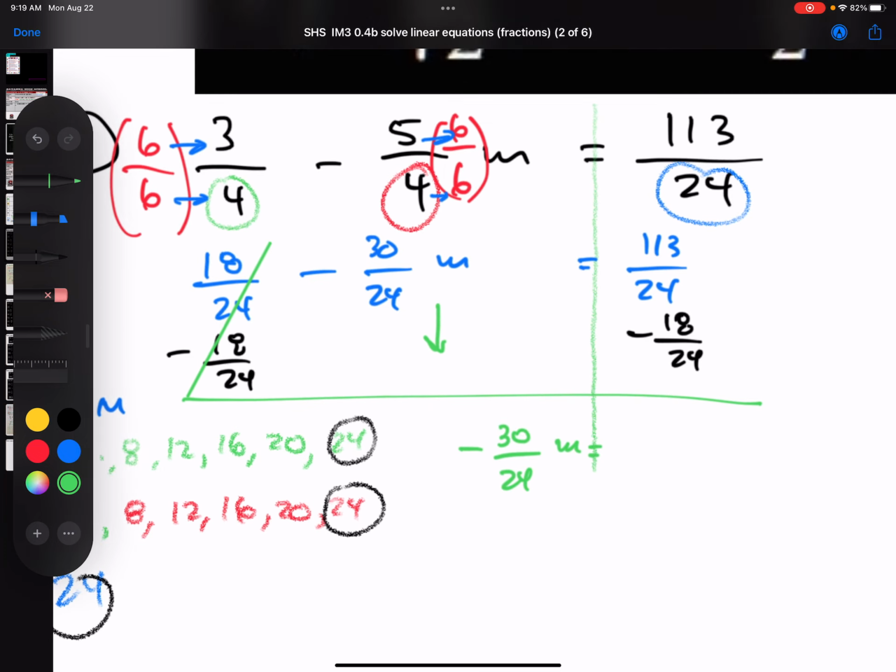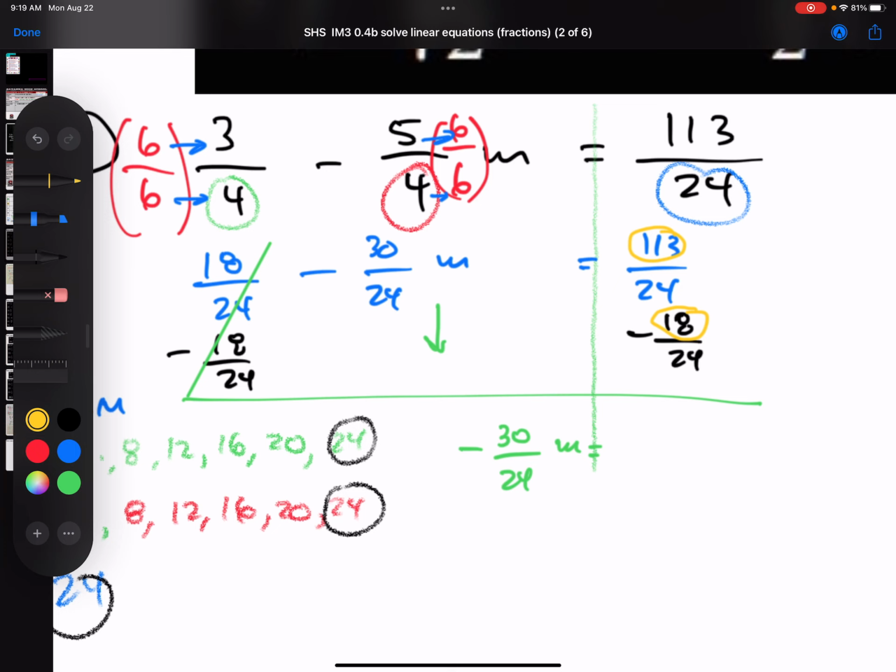And then here, we're just going to subtract the numerator. Now the denominators are the same, you can subtract. Fractions have to be the same on the bottom. If we subtract 113 minus 18, we get what? Feel free to use your calculators. Not your phone, your calculator.